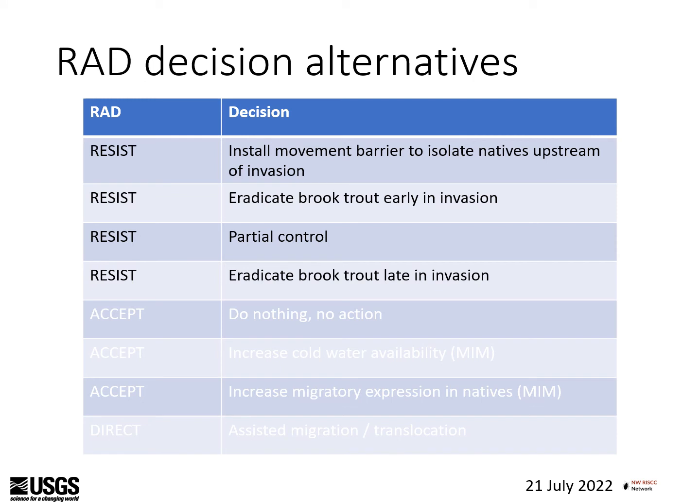So to bring this down into an application, we looked at the RAD concept and we tried to link that to what we know to be common decision alternatives for managing these two species. We identified 4 resist alternatives. The first is to install a movement barrier to isolate native species like bull trout upstream of the invasion. This is a very common thing you'll see throughout the western United States, where there is a barrier, and above that are only native species, and below are the non-native or introduced species.